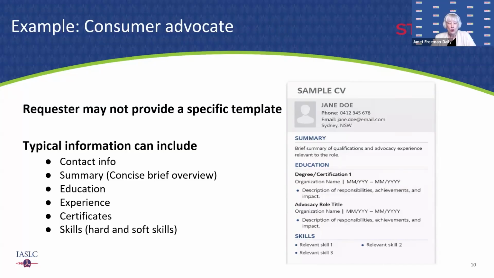Note that when you get a request to provide a document like this, they might not provide you with a specific template. So here's a general overview of the things that you would want to include. Your contact information, a summary, very concise bio of who you are and what you're interested in, a background on your education, your experience, any certificates, and your skills. And those skills are both hard and soft.